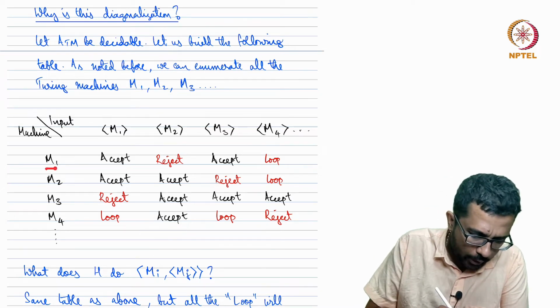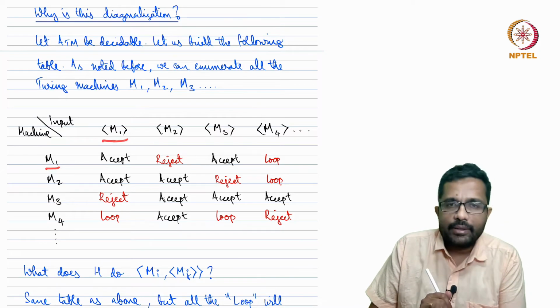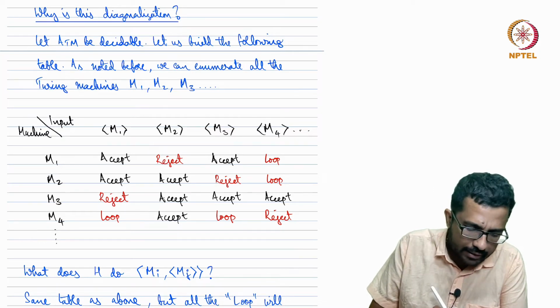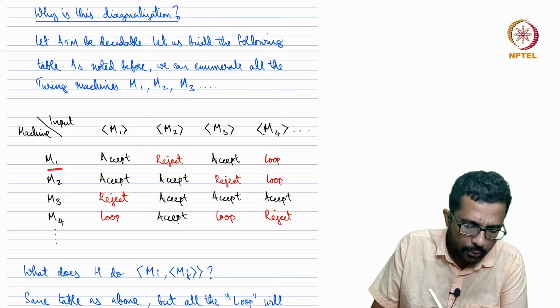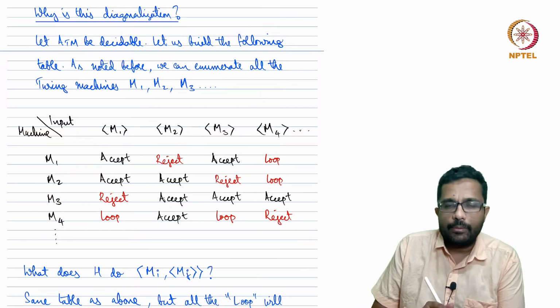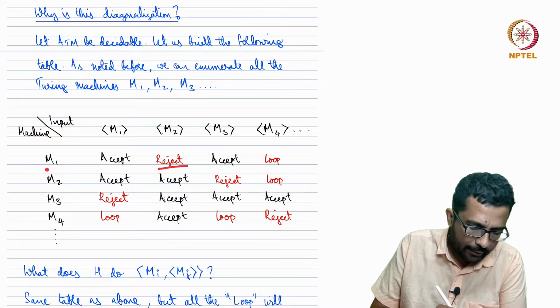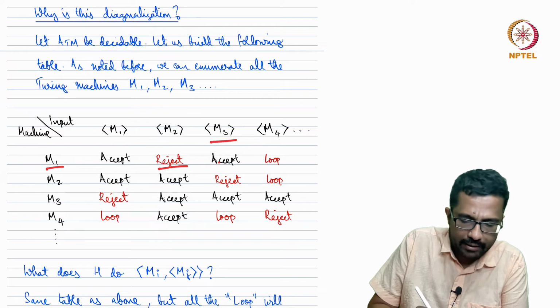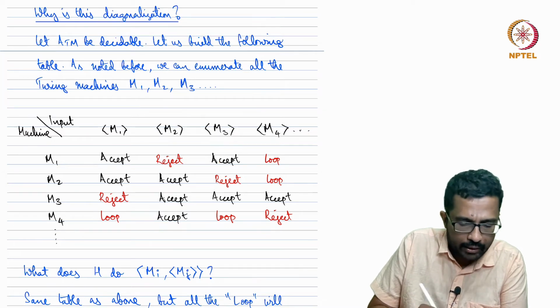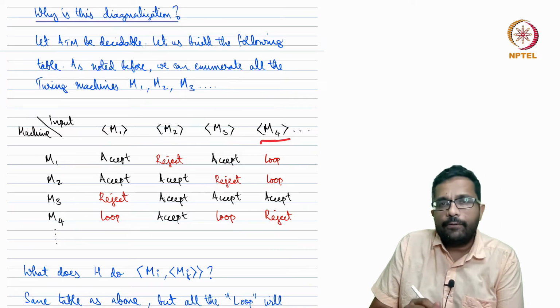So what does M1 do when it is fed its own description? Let's say it accepts. What does M1 do when it is fed the description of M2? Let's say it rejects. What does M1 do when it is fed M3's description? Let's say it accepts. What does M1 do when it is fed M4's description?